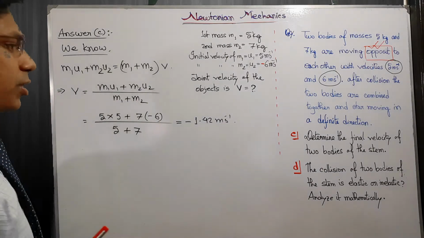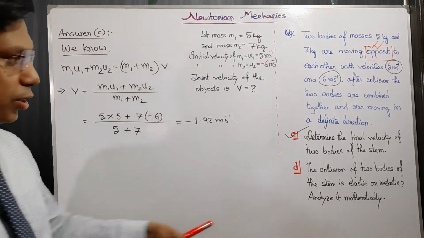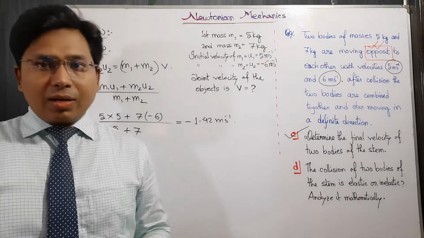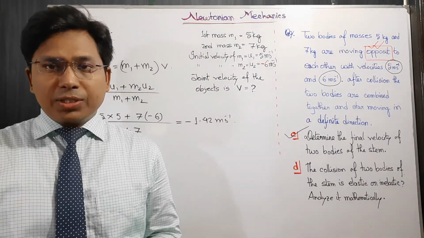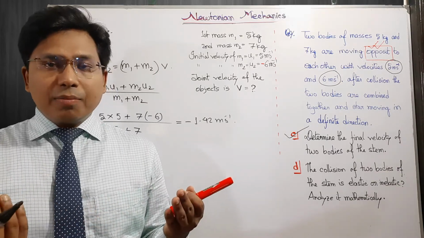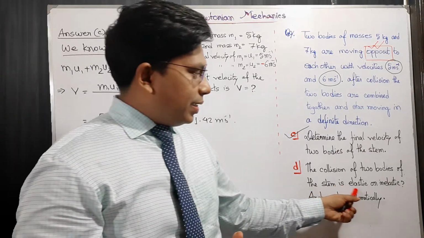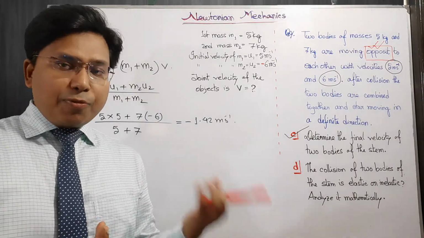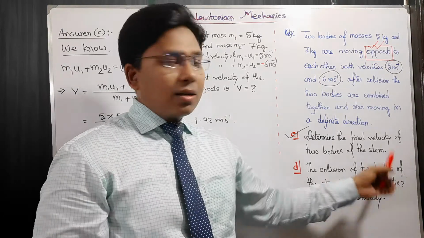And now for question number D. In our D question we observe whether the collision of two bodies of the system is elastic or inelastic. Analyze mathematically. How can we judge this type of collision? If the total kinetic energy before collision and after collision become equal, this situation is called the elastic collision. And when these two kinetic energies before and after are not equal, it is called the inelastic collision.